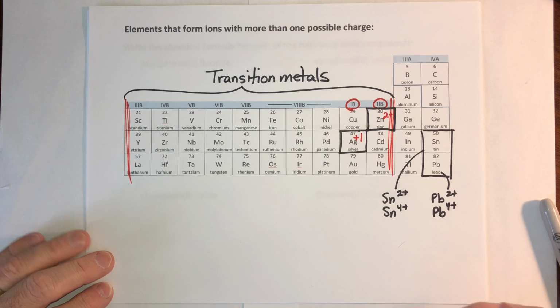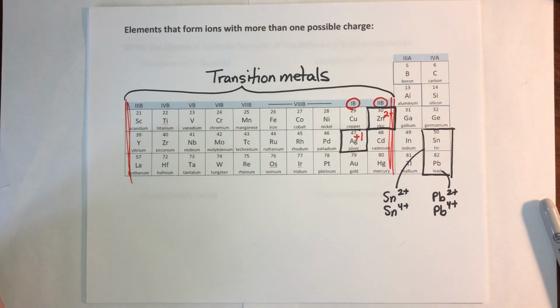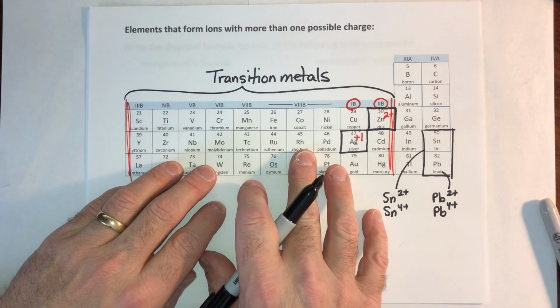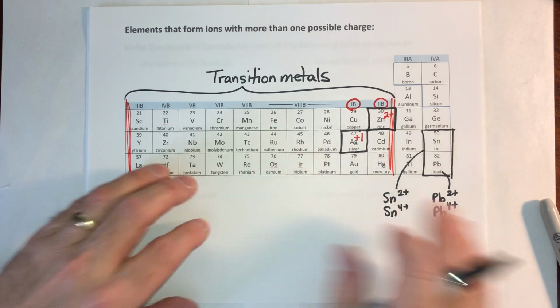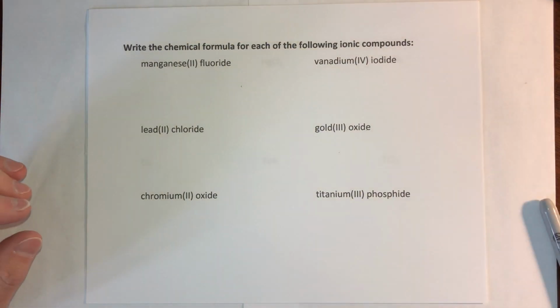Other than having some Roman numerals thrown in, the rules for naming ionic compounds and writing chemical formulas for ionic compounds are pretty much the same for the A elements and the B elements, right? There's not a whole lot of difference. It's just that the B's generally require Roman numerals. So let's take a look at an example or two.